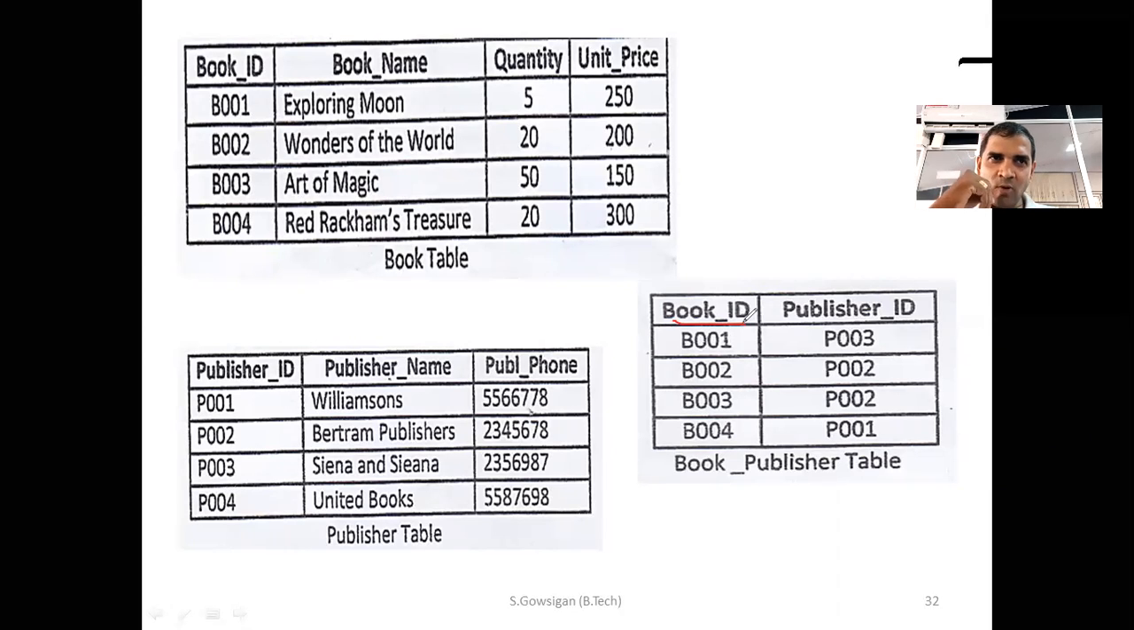Book ID cannot be the primary key. Okay, I agree with your answer, but at the same time, I can argue that book ID cannot be the primary key. Why? What's the reason? Anybody?